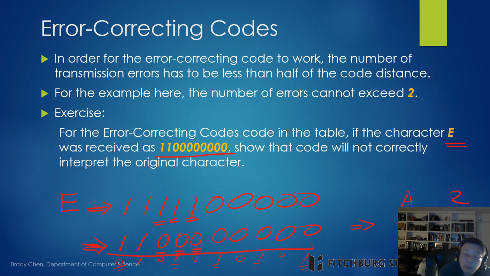Now we compare the distance between D, E and F and this code, and we find out the distance between this code and A is the smallest. So based on our conclusion, the original code should be A, right? But it's wrong because the original code is E. Why? Because the number of errors exceeded half of the minimal Hamming distance, which is 4.